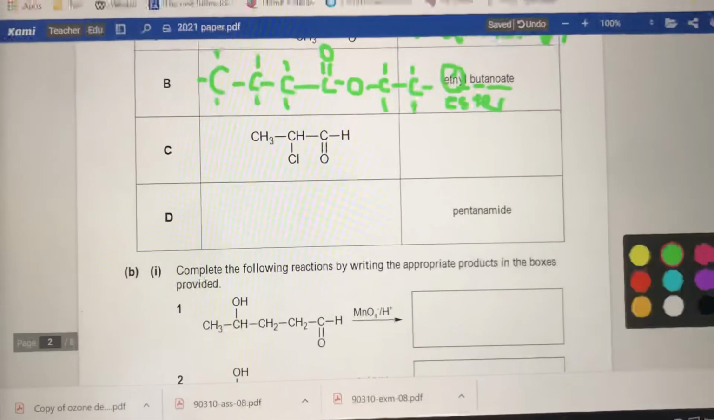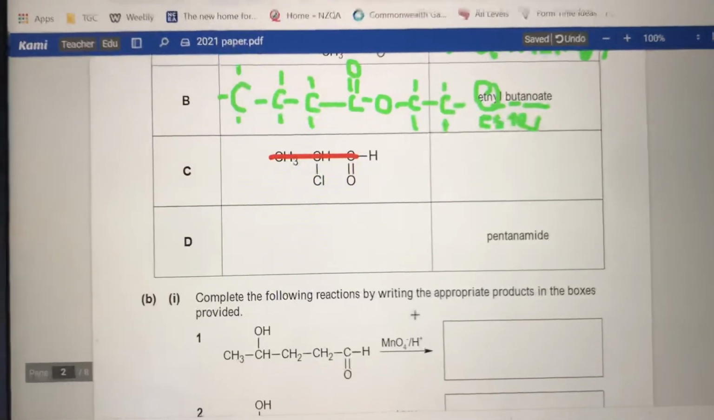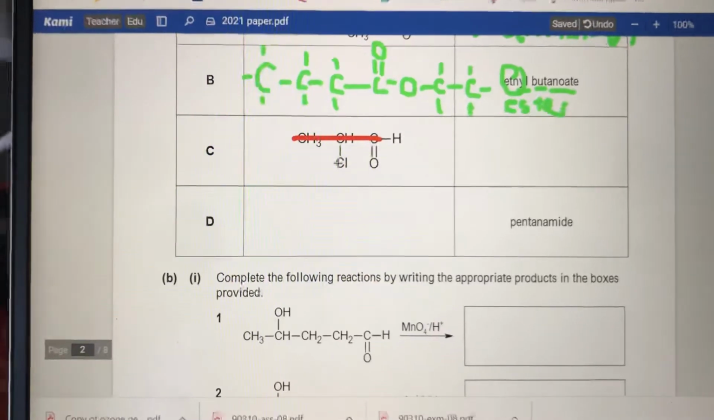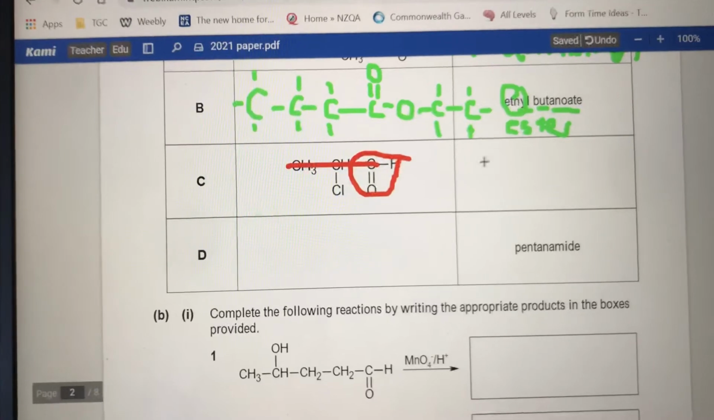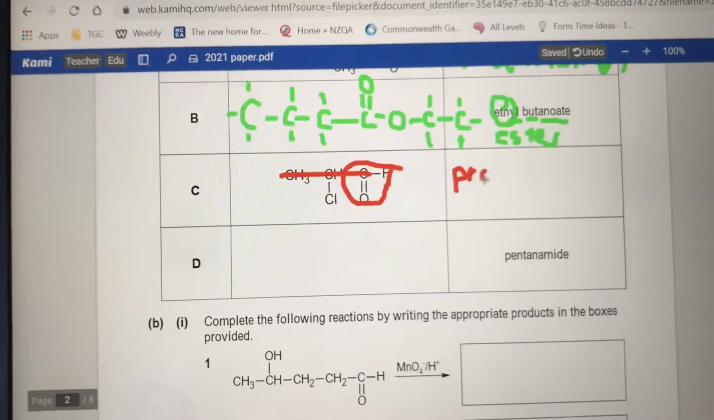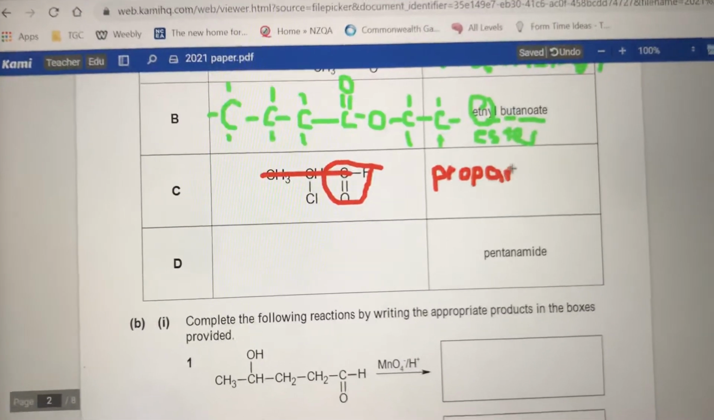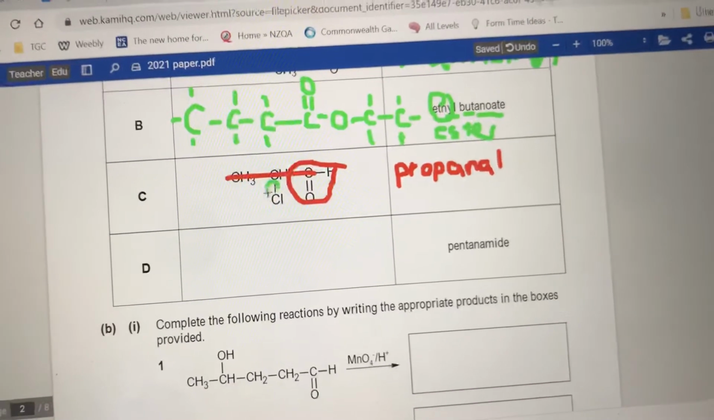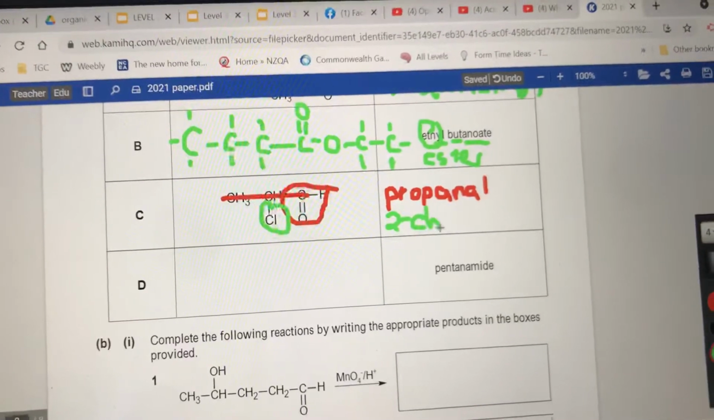Okay, next one here we've got to name. So again, we're looking for our longest single chain. 1, 2, 3. So we've got a prop. Don't mistake a Cl for a C. That's a common mistake as well. This is an aldehyde functional group, so we're propanal. Remembering that like the acyl chloride, the aldehyde is always on carbon 1, so it does not need a number. So that is going to be carbon 1. So therefore our substituent, our side chain, is going to be a 2-chloro. So we're looking for 2-chloropropanal.